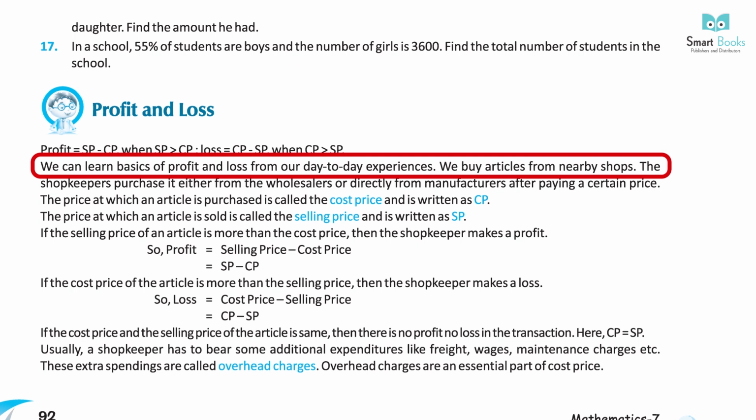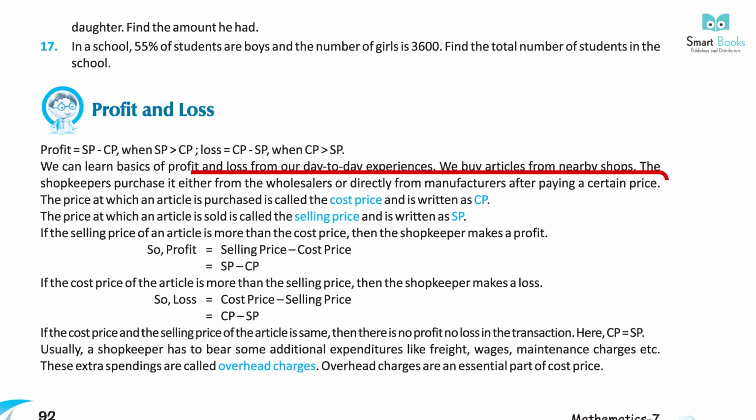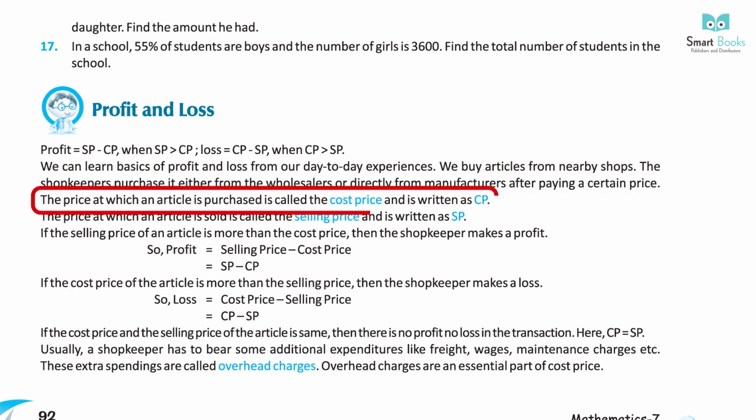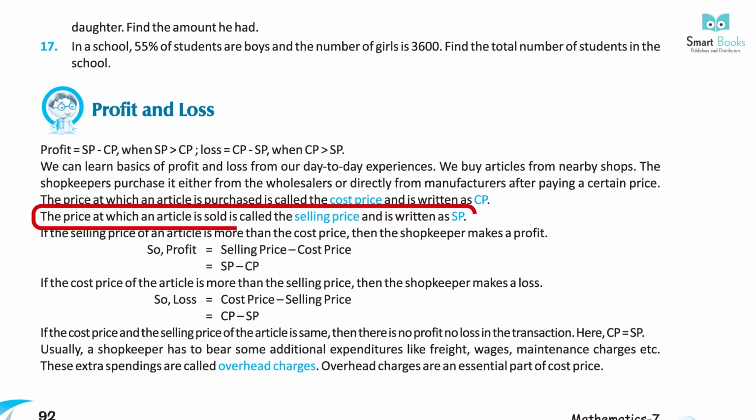We buy articles from nearby shops. The shopkeeper purchases it either from the wholesalers or directly from the manufacturers after paying a certain price. The price at which an article is purchased is called the cost price and is written as CP. The price at which an article is sold is called the selling price and is written as SP.